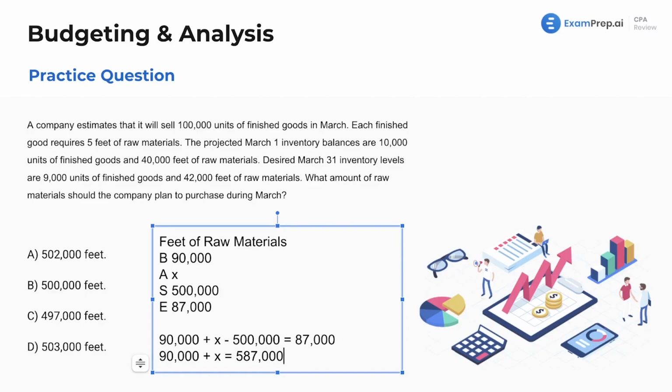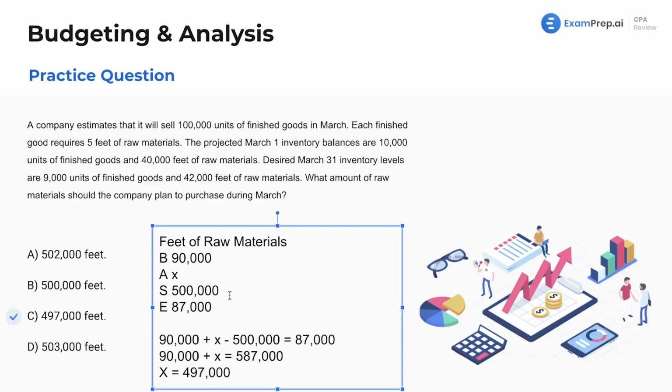Give you time to figure it out yourself as well. 587 minus 90 gives us a total of x equals 497,000 feet. I was going to say dollars, did not say dollars. We are dealing with feet of raw materials, and that is it. Right here, final answer is 497,000 feet of raw materials.